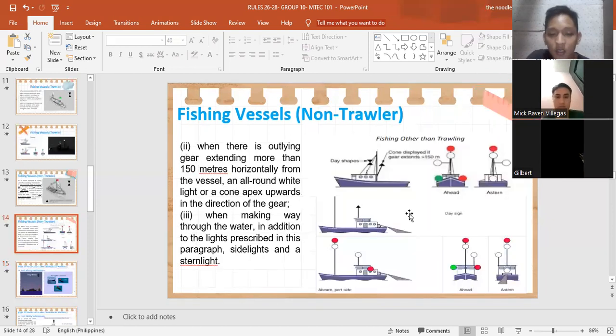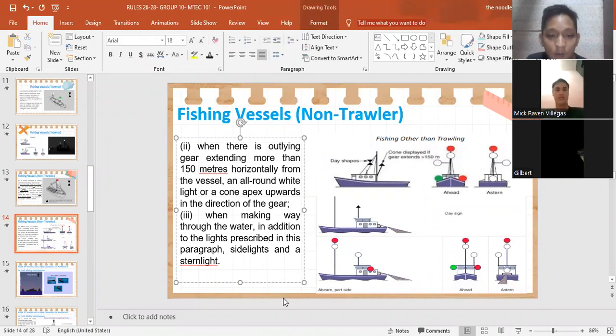Next one, fishing vessels non-trawlers. So number 2 subparagraph, when there is outlying gear extending more than 150 meters horizontally from the vessel, an all-round white light or a cone apex upwards in the direction of the gear. So this one would be the fishing other than trawling. So the day shape, then the cone display, the gear extends 150 meters. Below, behind it, is the cone with apex together.